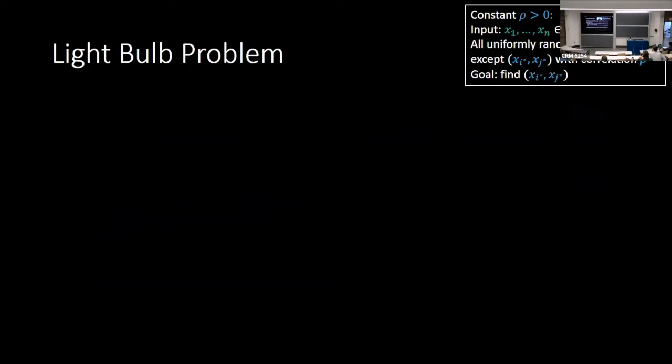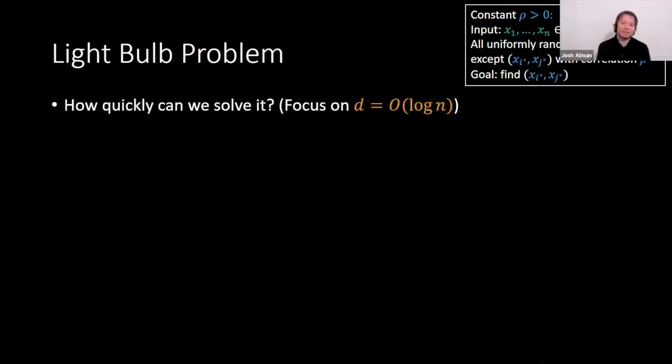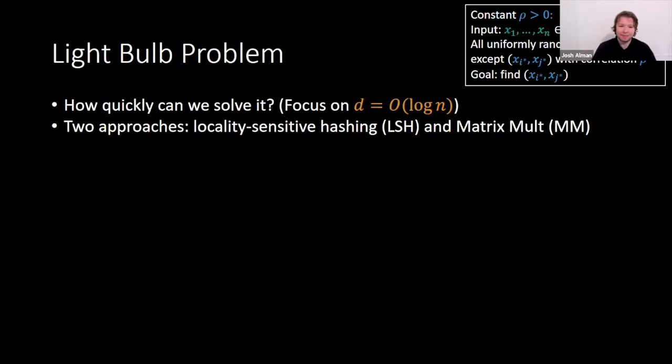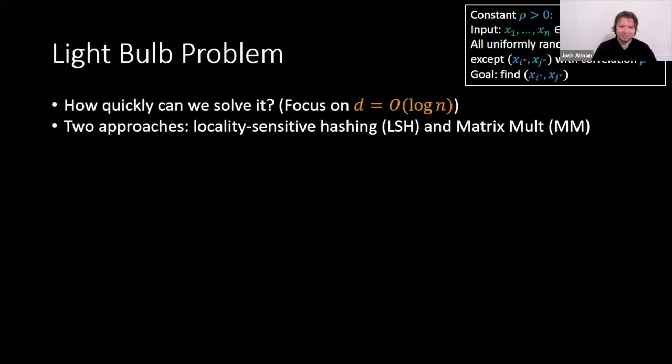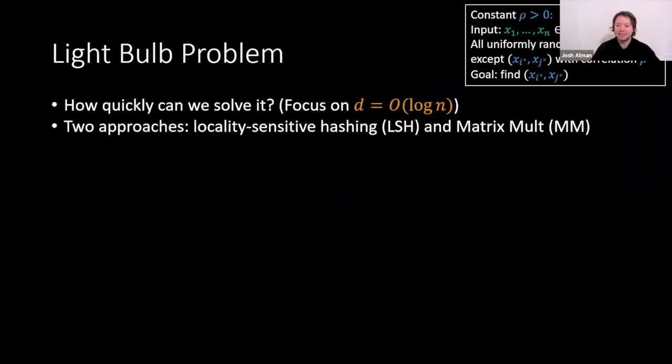So what do we know about it? How quickly can we solve it? Let me focus on the case when the dimension is like log n. It turns out, and I'll talk about this more in a bit, that as long as the dimension is at least log n, it doesn't matter how big the dimension is. There are basically two known approaches for this problem. One is based on locality-sensitive hashing, which is a very common technique for nearest neighbor search types of problems. And the other is based on matrix multiplication.